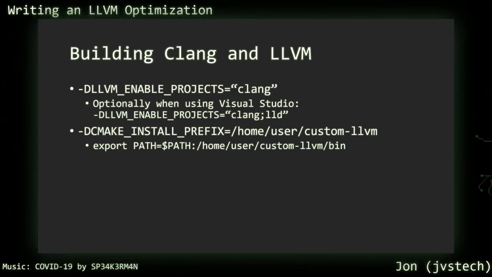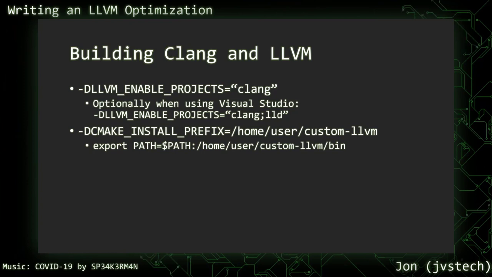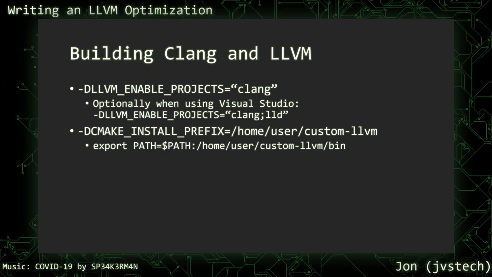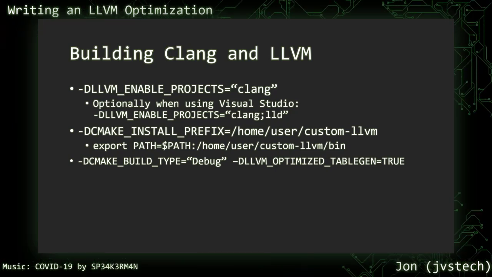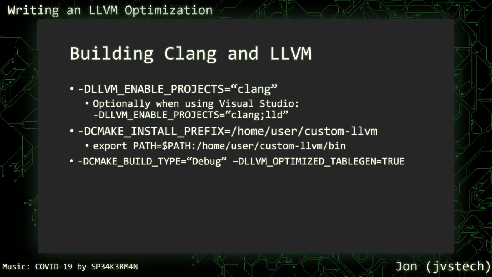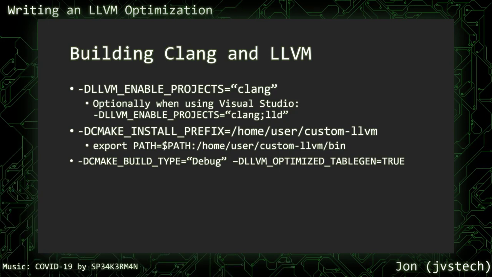After installing, you can export LLVM's bin directory to your system path variable if you don't feel like writing the entire thing. If you want to step through your paths for debugging purposes, which you'll probably want to do at some point anyway, set CMake build type to debug. Along with that, set LLVM optimized tablegen to true.